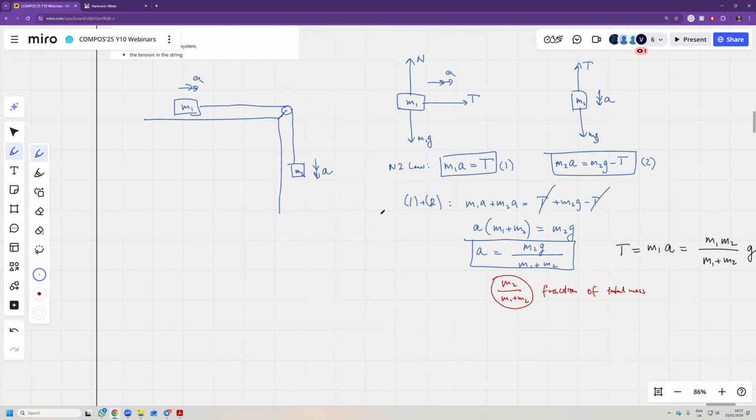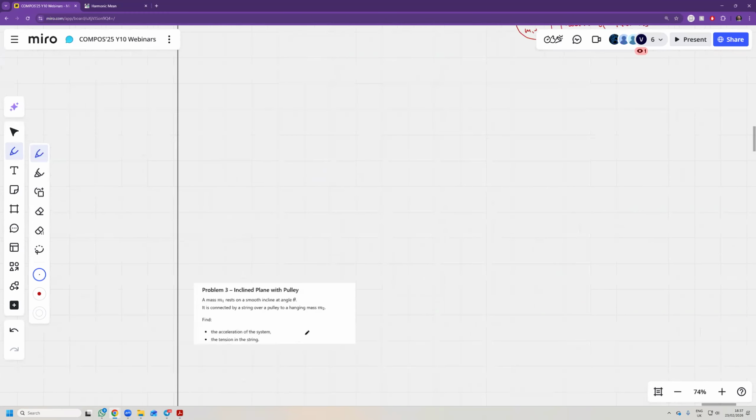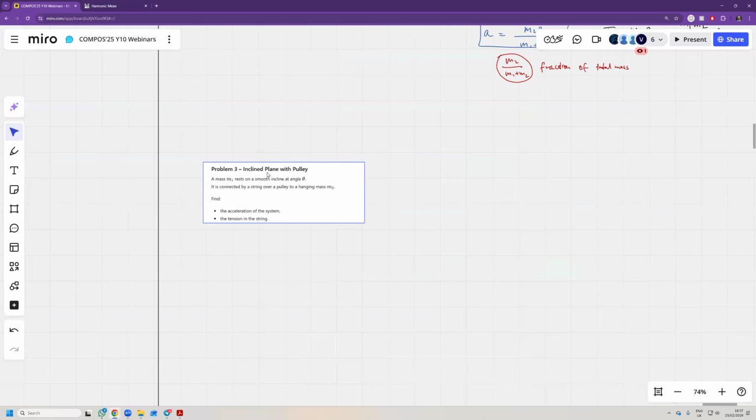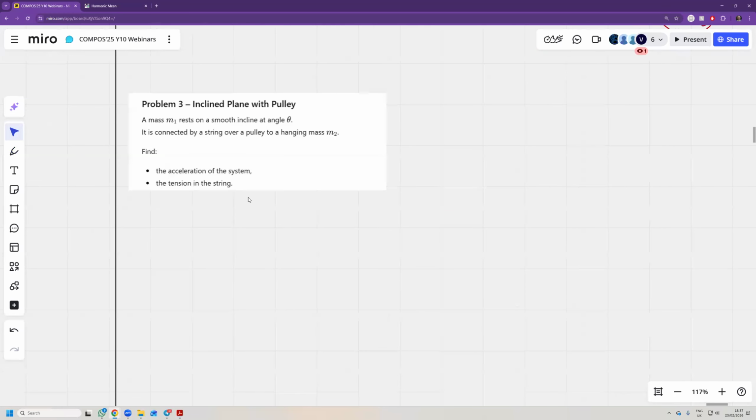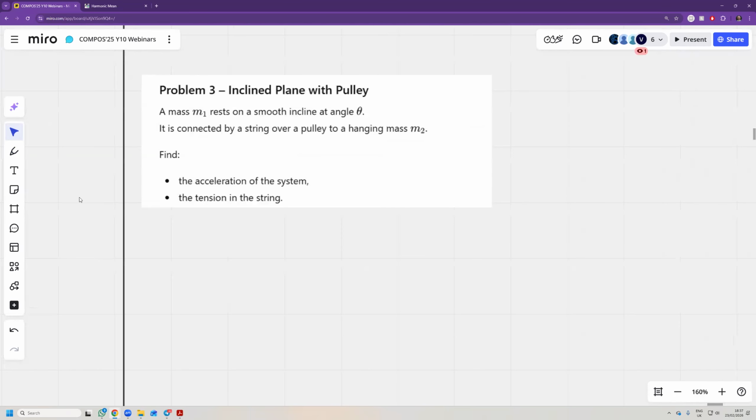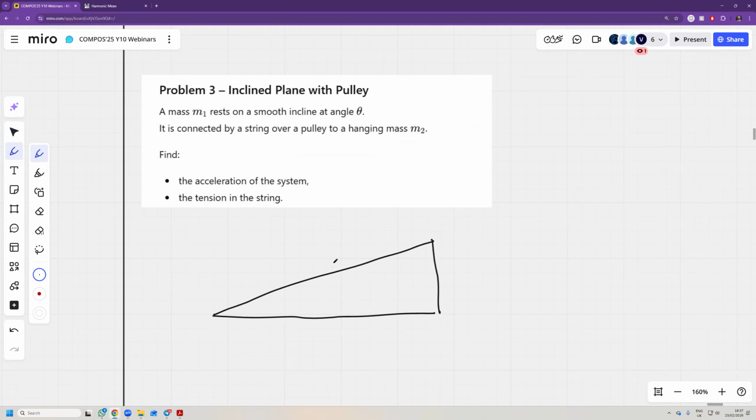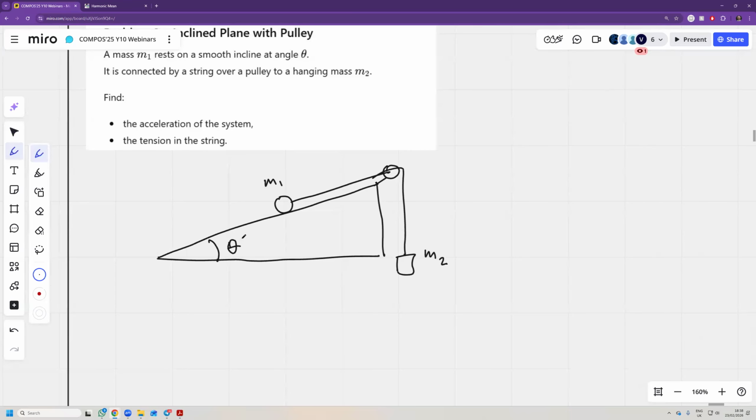All right, moving on. Inclined plane. A mass m1 rests on a smooth incline of angle theta and is connected over a string with a pulley. It doesn't specify which way, but we assume it's this way. There's a pulley. So m1, this is m2, and the incline is theta. Find the acceleration of the system and the tension in each string.